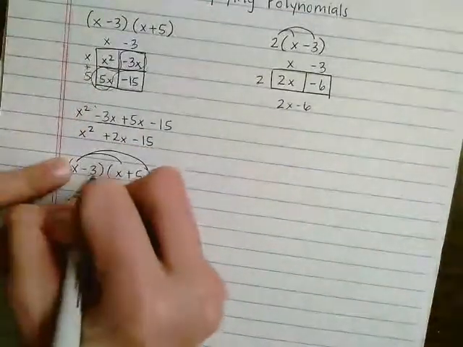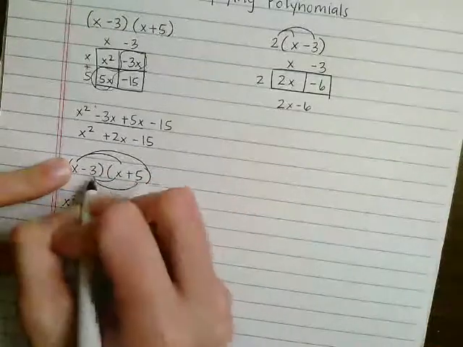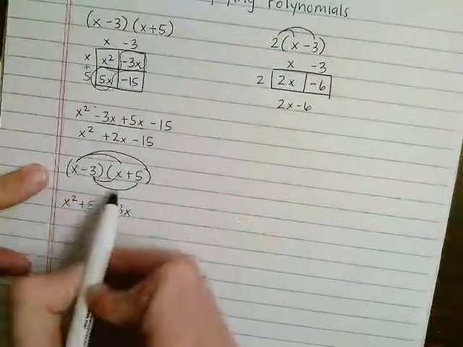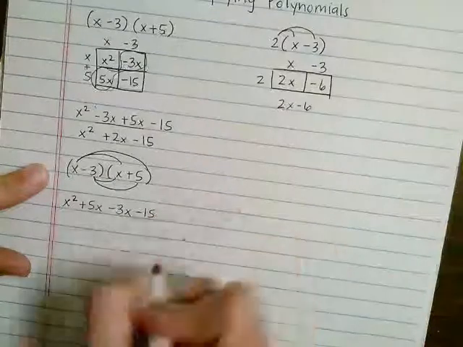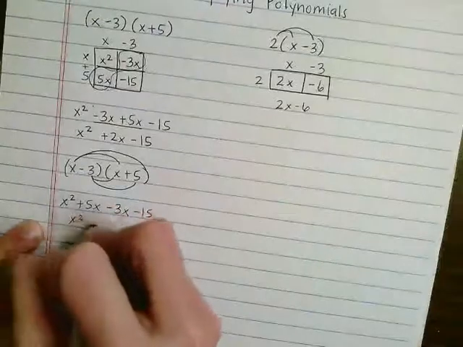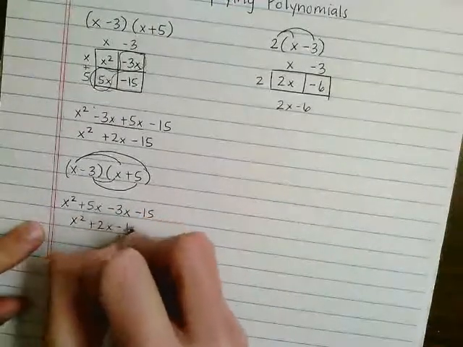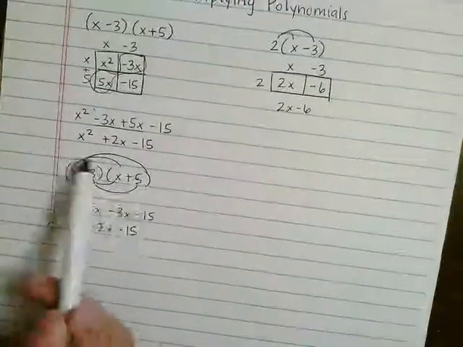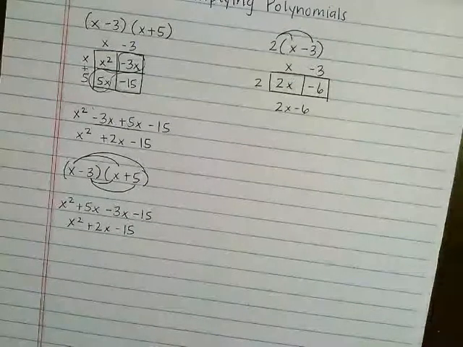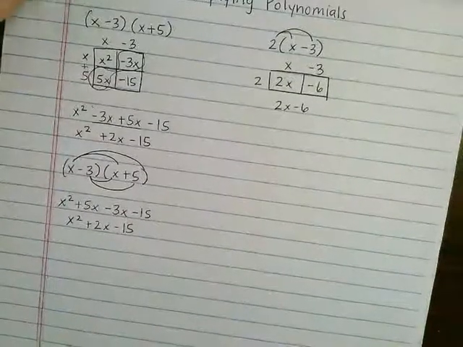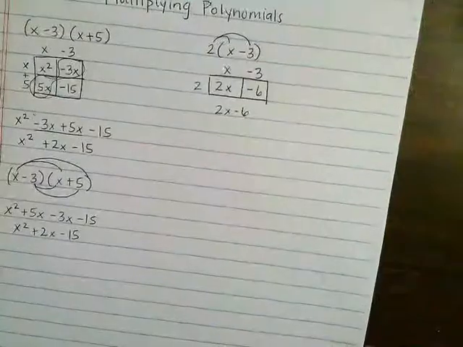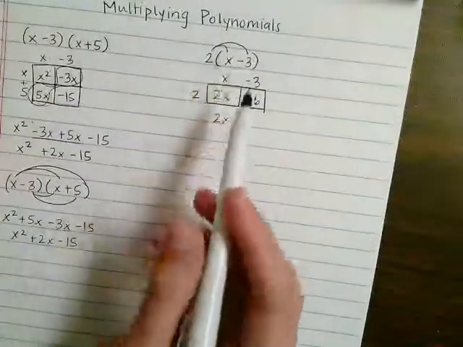And then you're going to distribute this negative 3. So negative 3 times x is negative 3x, and then negative 3 times 5 is negative 15. So you notice we have the exact same thing right here: x squared plus 2x minus 15. So it doesn't matter either way if you like to do it algebraically or using the model. I like the model. I think it's really cool and it's easy to understand. It lays it out for you and you're able to combine like terms really easily. So this is our multiplying polynomials video.